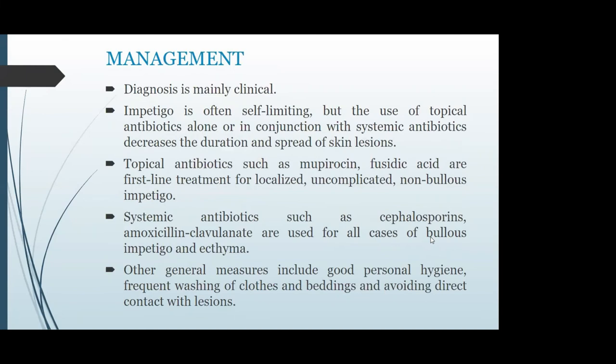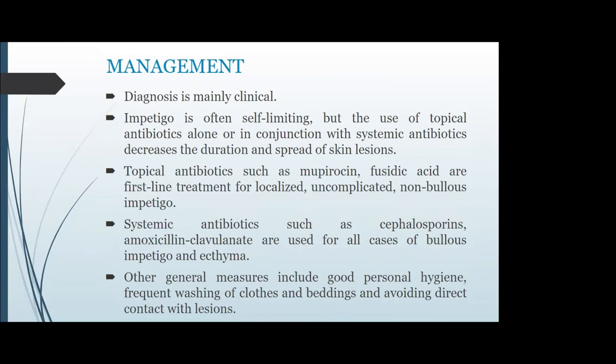Okay, so management, also clinical. In most cases, we don't tend to use lab tests to diagnose it. But impetigo, for the mild ones, tends to be self-limiting. But when you use antibiotics, either alone, the cream antibiotics or the oral antibiotics, it tends to decrease the duration and spread of these skin lesions. So the cream antibiotics that we tend to use are mupirocin and fusidic acid, which are used as first-line treatment, while we can use systemic antibiotics in addition, the oral antibiotics, for the more severe forms of impetigo.